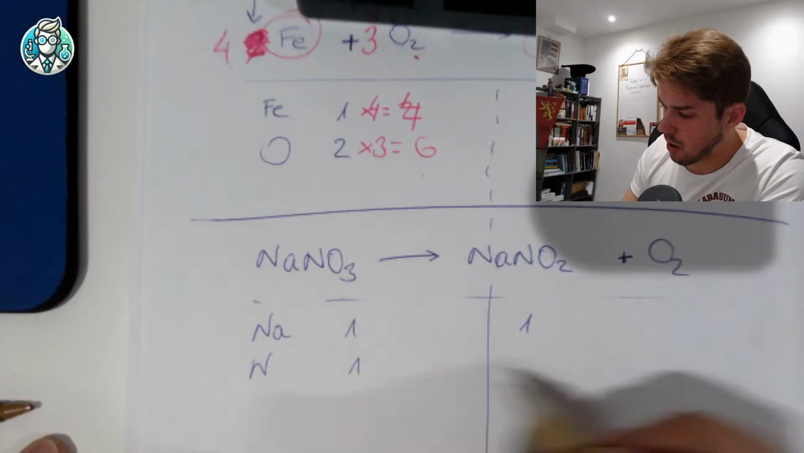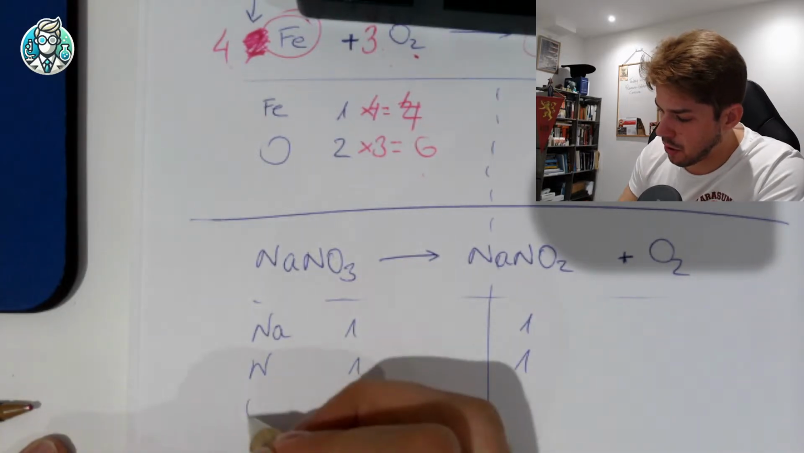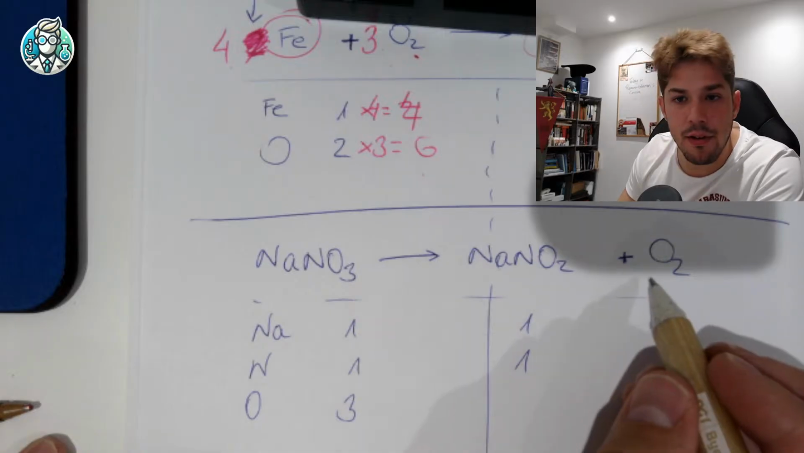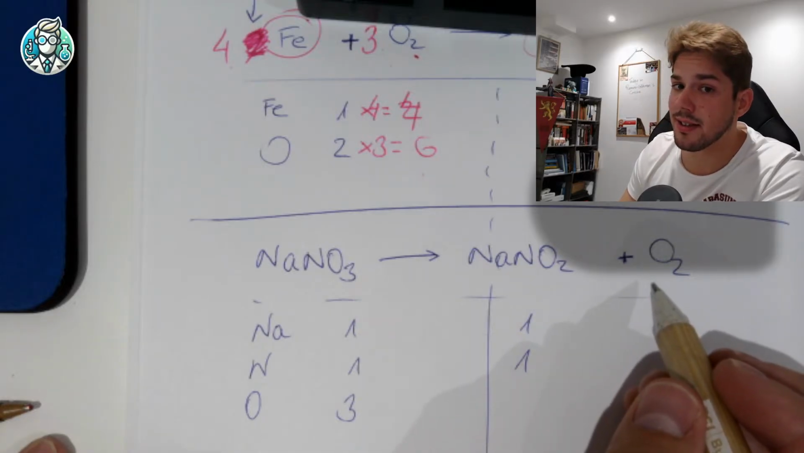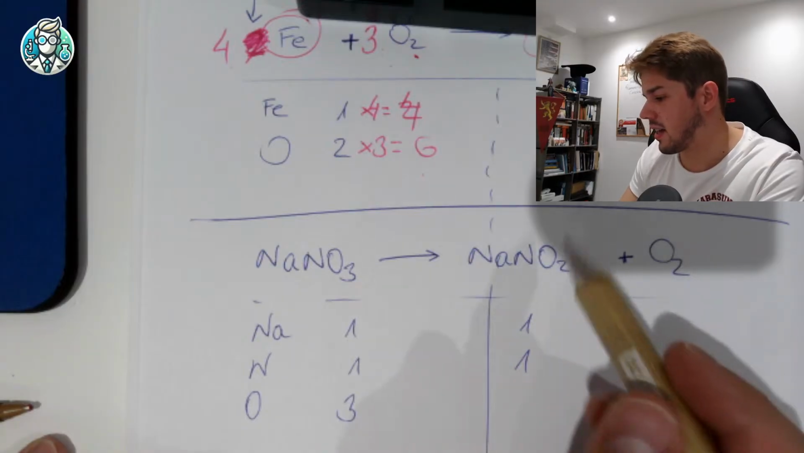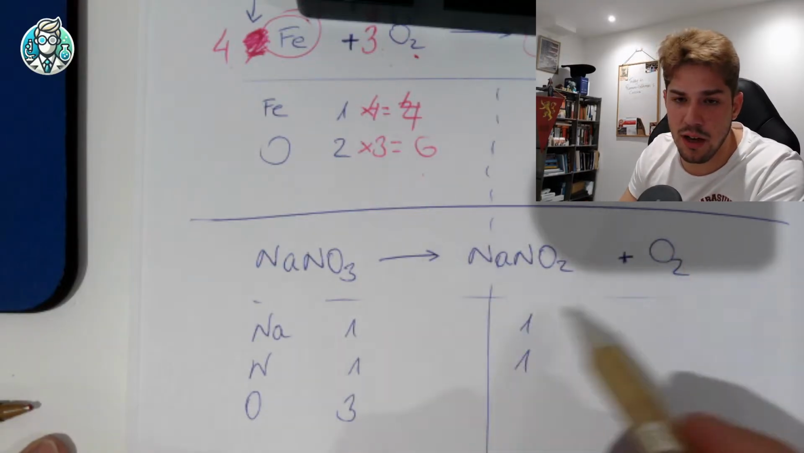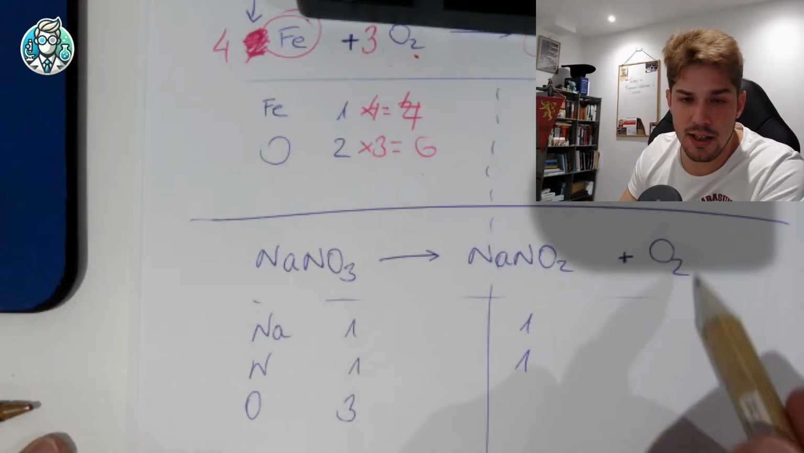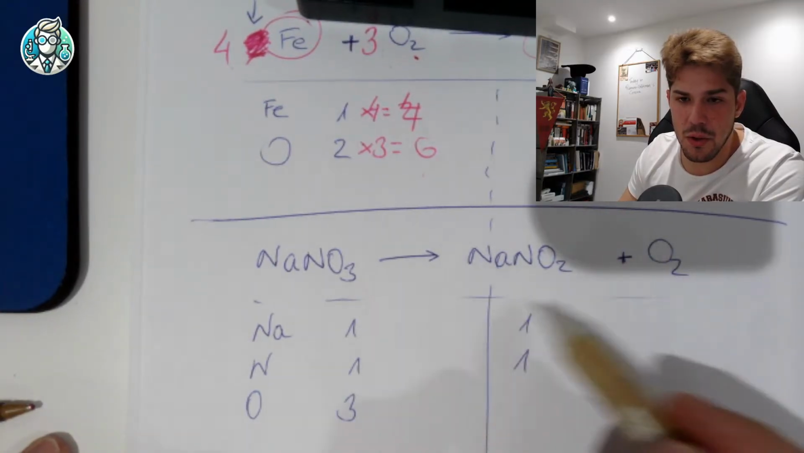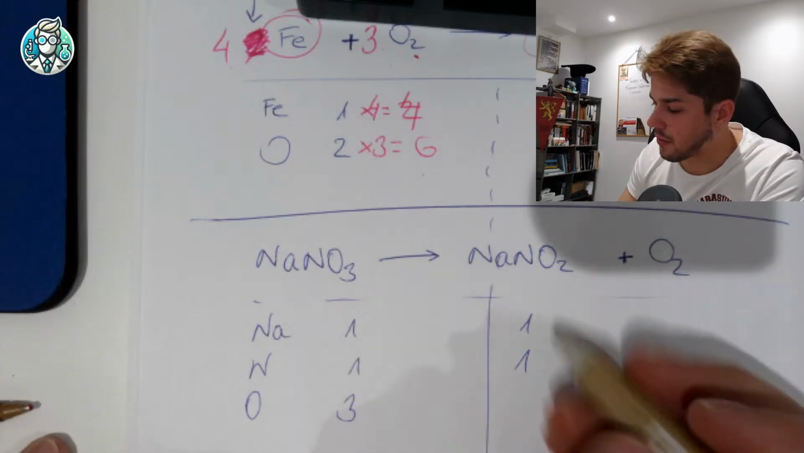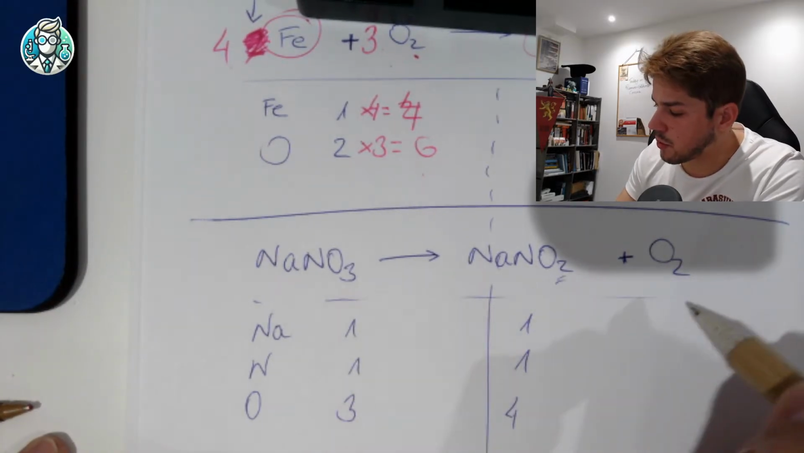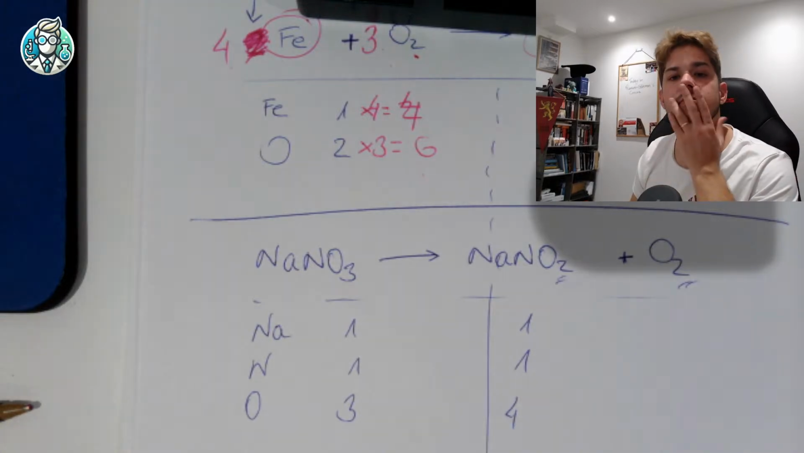Nitrogen, here we have 1. Oxygen, here we have 3, and here, how many do we have in here? Does anyone know the answer? How many atoms of oxygen do we have on the right hand side? We have 4. Why do we have 4? Because we have 2 in here and 2 in here.